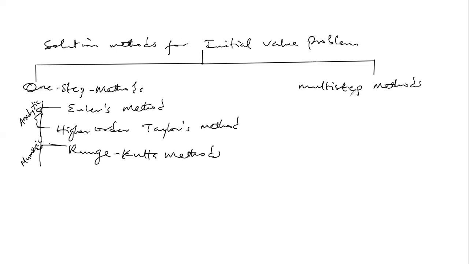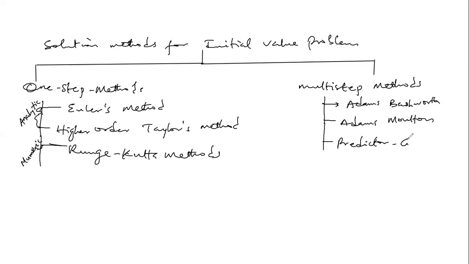Now, for the multi-step, we have the Adams-Bashforth. Then we have the Adams-Moulton method. Then we have the Predictor-Corrector methods. And we say that this actually forms the fixed step methods, okay?